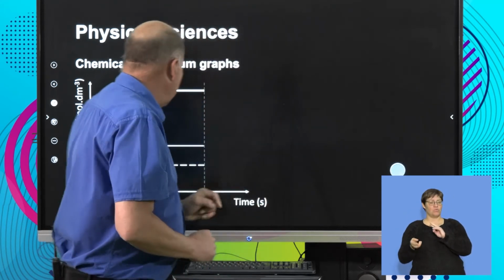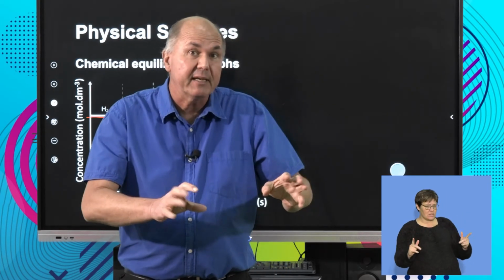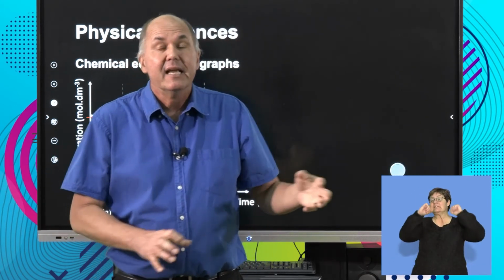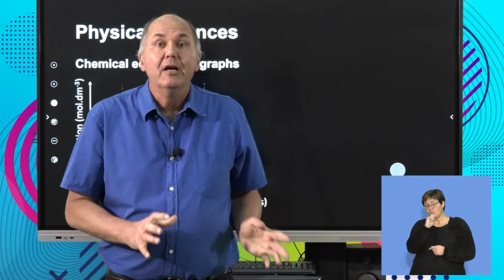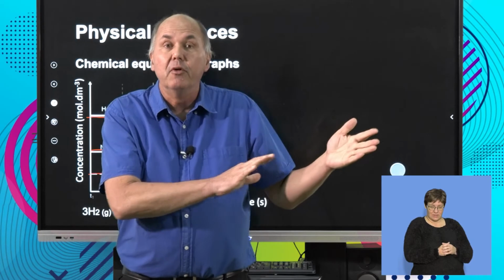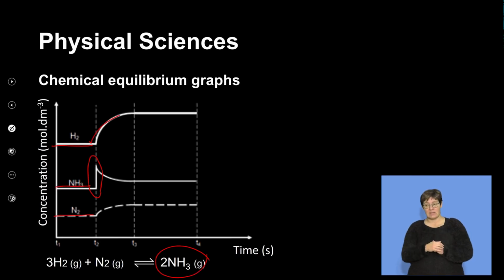Look what's happened. If we increase the amount of ammonia, what does the system do? It says, hold on, we can't get out of sync, let's use it up. And so what the system does is uses up the ammonia to make more of the reactants. So in other words, the reverse reaction is favored, and what do you see? There's an increase in hydrogen and there's an increase in nitrogen.